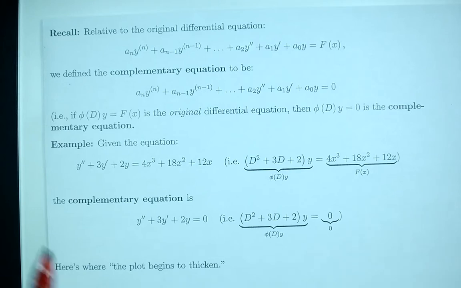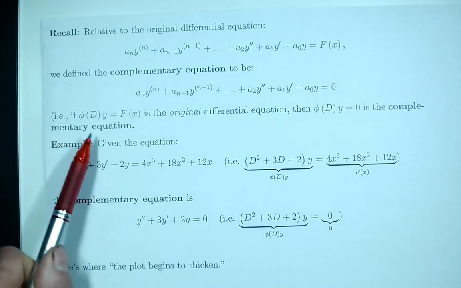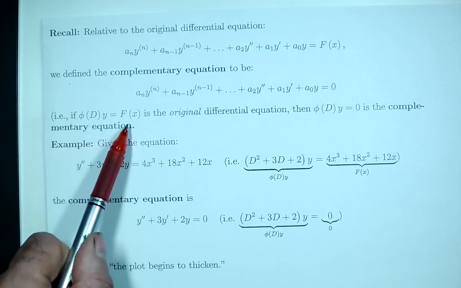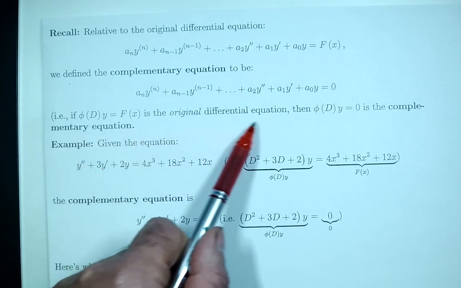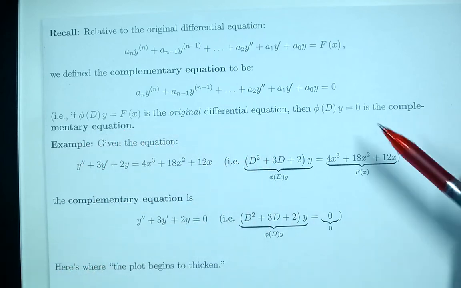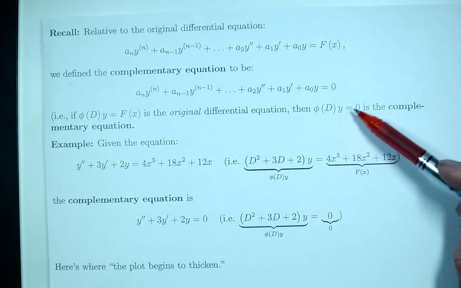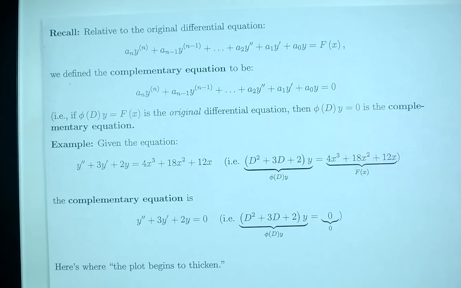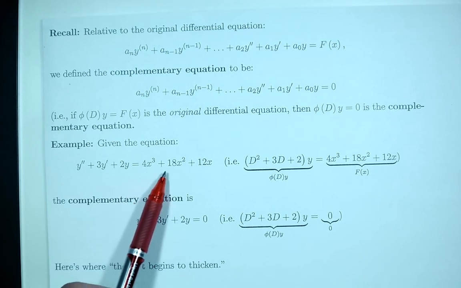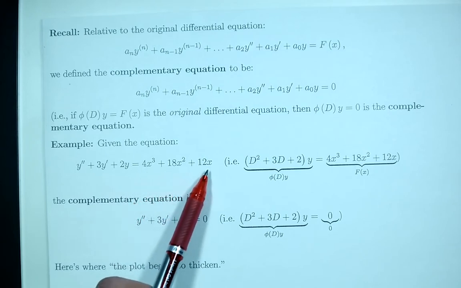So, in terms of operator notation, if phi of D y equals f of x is the original differential equation, then phi of D y equals 0 is the complementary equation. Let's look at an example. y double prime plus 3y prime plus 2y equals 4x cubed plus 18x squared plus 12x.